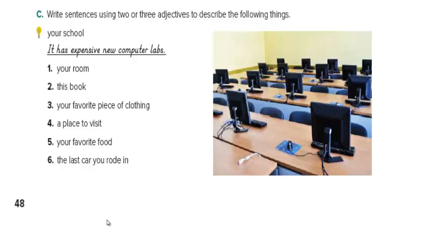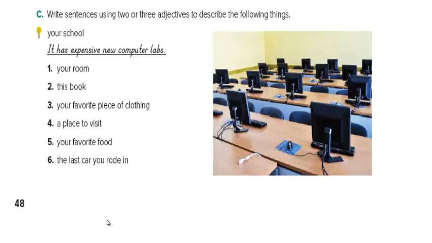Good. What about the room? What can you write about your room? You can consider the size of the room, the things that are inside the room, the painting of the room, whatsoever angle you might like to consider in describing something. So we can say that it has expensive Italian furniture. What about the book? This book.